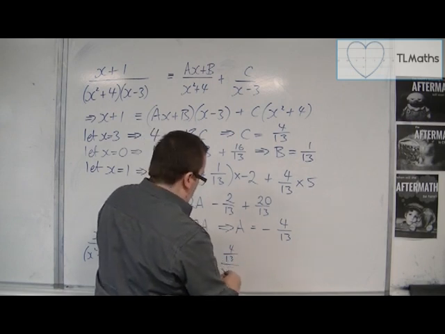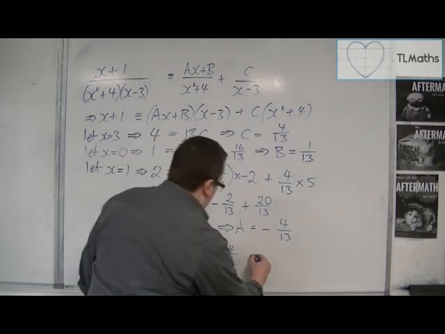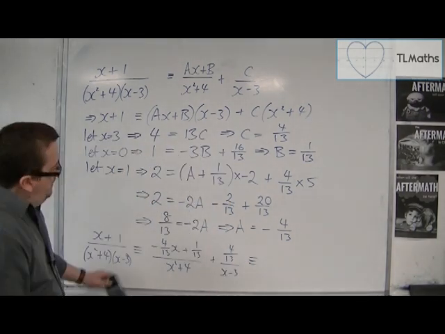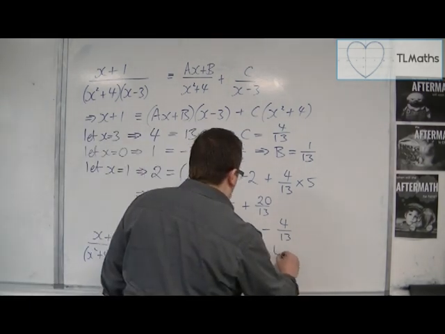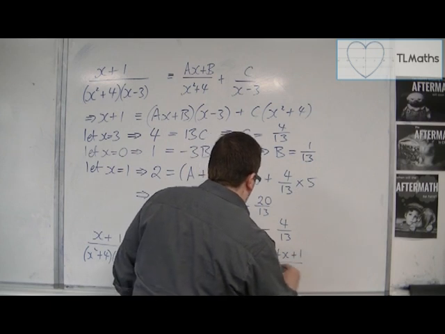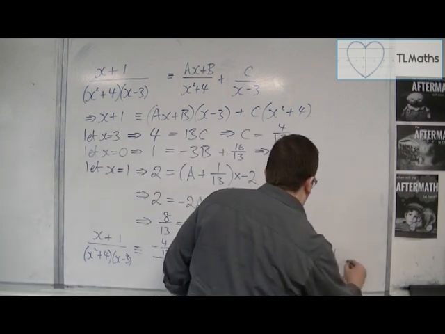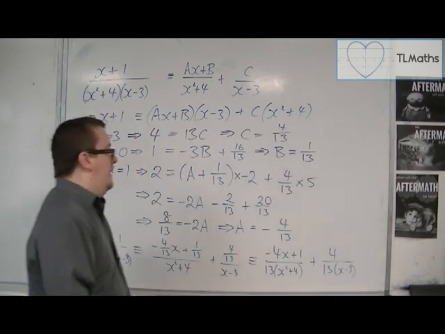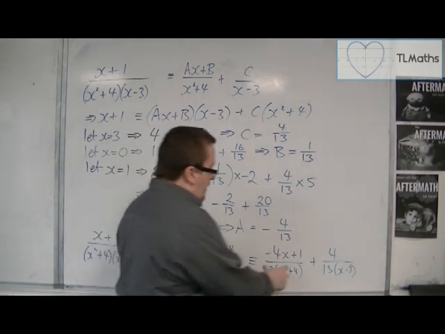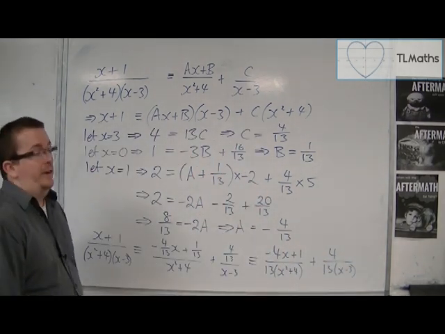over x minus 3. Now obviously we don't want to finish writing it like that because that's absolutely terrible. So if I take that 13th down to the bottom, we can have (minus 4x + 1) over 13 lots of (x squared + 4), plus 4 over 13 lots of (x minus 3). Okay? And that is writing it in as nice a way as you possibly can. It looks absolutely horrible, but it's as nice as we can make it.